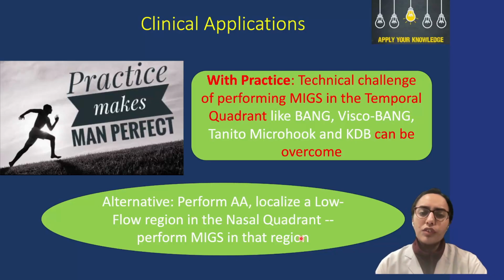Yes, I agree with you that it is technically more difficult to perform MIGS in the temporal quadrant, but practice makes the man perfect. With practice, procedures like bang, visco-bang, Tanito microhook, and KDB can be performed in the temporal quadrant. Another alternative we can propose is to perform aqueous angiography, localize a low flow region in the nasal quadrant, and then perform MIGS in that region.